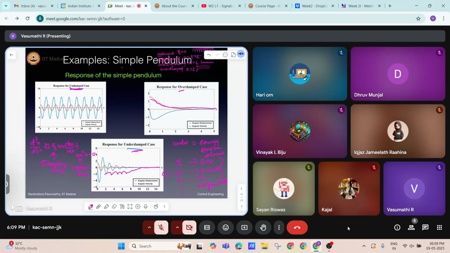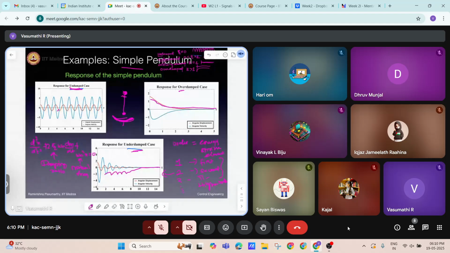These are examples of a simple pendulum in different cases. In the undamped case of a simple pendulum, it keeps oscillating. It is a simple pendulum in the sense that one pendulum will hang here. It keeps oscillating here and there. It will never try to settle. There will not be any damping or any spring here.